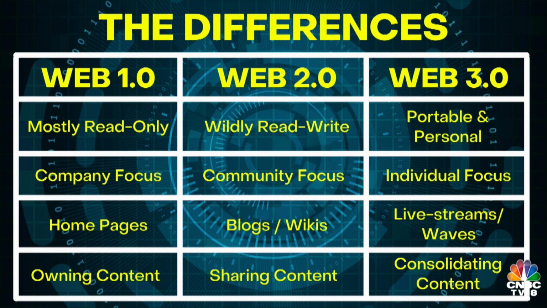Again, Web 1.0 was very homepage focused. Web 2.0 was Wikipedias and blogs, all of that came during that time. And Web 3.0 is all about live streams, waves. It's right now, right there as it happens. Web 1.0 was about owning content. It was your page, you put stuff out. Then Web 2.0 brought about sharing content. You could put back, you could review, you could vote, you were a part of the internet. Web 3.0 is about consolidating all of this content, storing it, securing it, and also giving it back to you as and when it is needed.